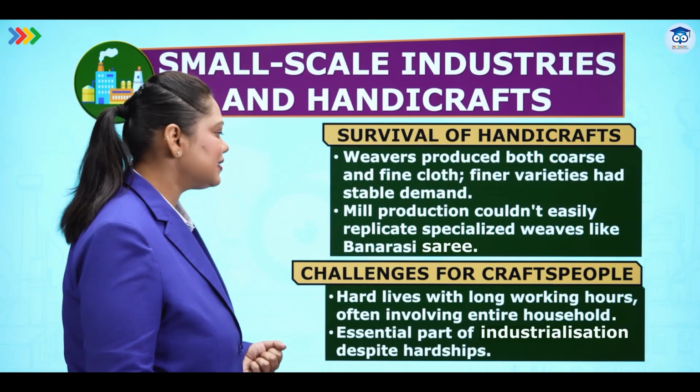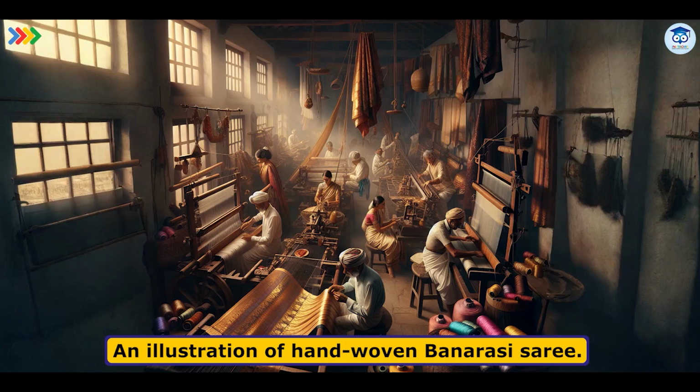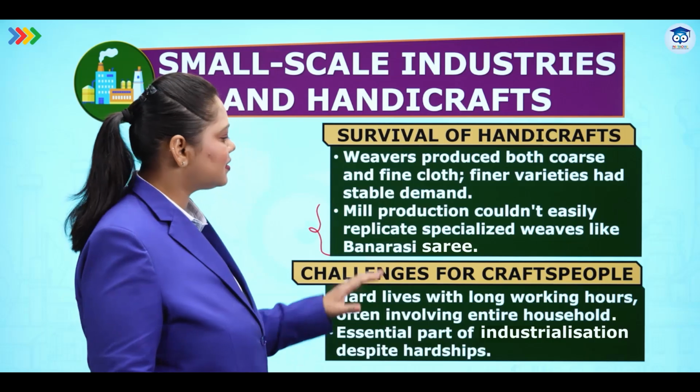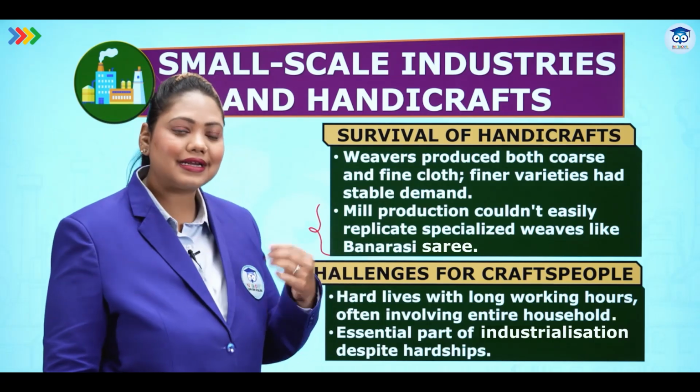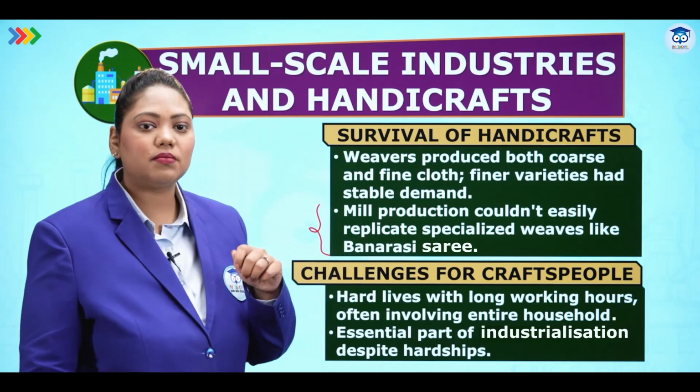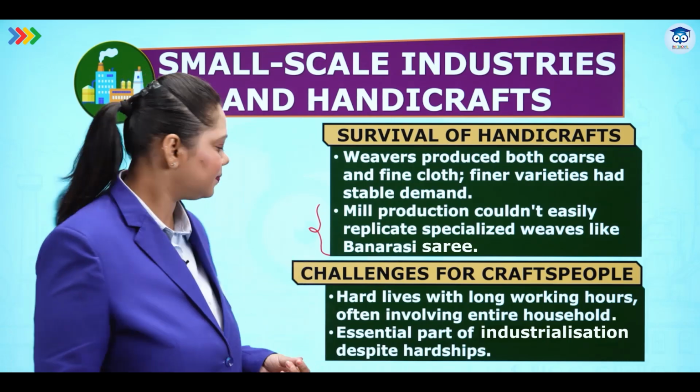Mill production couldn't easily replicate specialized weaves like Banarsi saris. Yes, this is what is happening. Mill production means what? Mass production, machine production. It could not get us the same specialization or the intricate designs that we see in Banarsi saris, which are woven by hand.